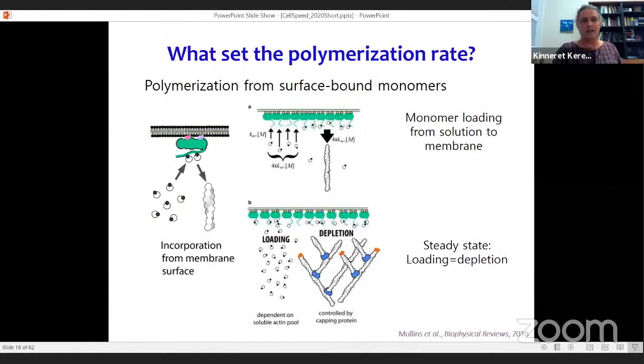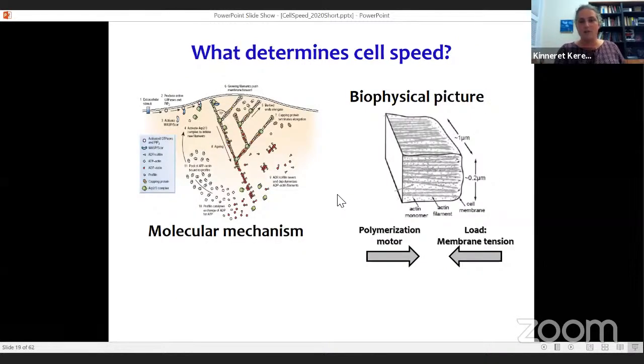If we think of polymerization from these surface-bound monomers, then again, at steady state, what will set the rate of polymerization is the balance between loading from the solution onto the surface-bound pool and the depletion due to polymerization. But again, we really don't understand what will be setting this rate. So to summarize, I've taken the most well-understood example of cell motility. We have a really good sense of the molecular mechanism in a gross way. We have a pretty good biophysical picture of what's going on with the balance between the forces generated by the polymerization motor and the load due to membrane tension. But I'd argue that quantitatively, we're really at square one. We really don't know what sets the rate of cell movement.